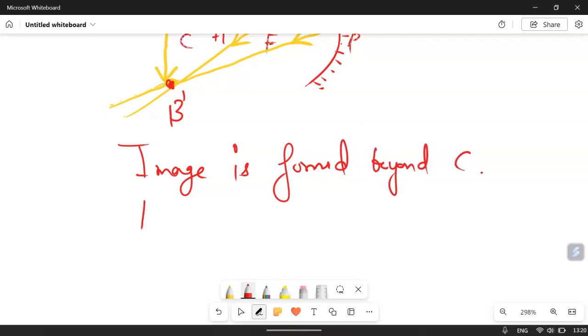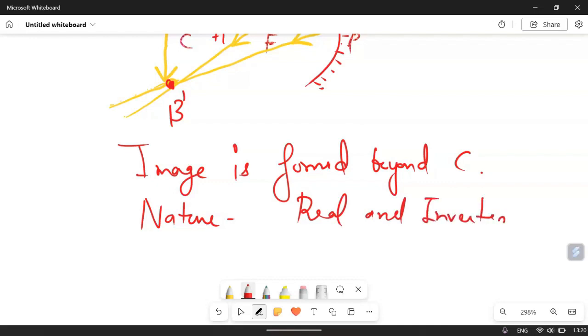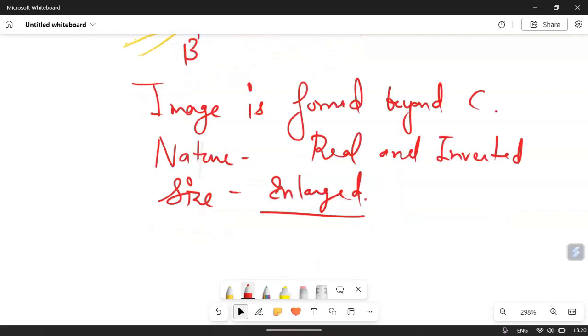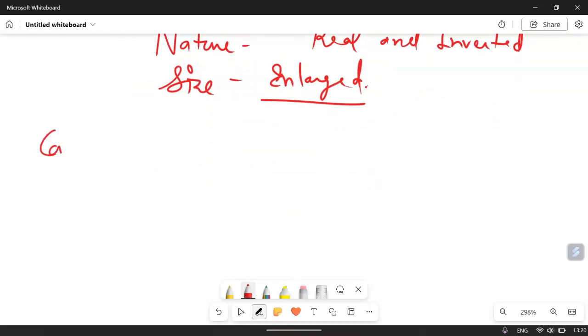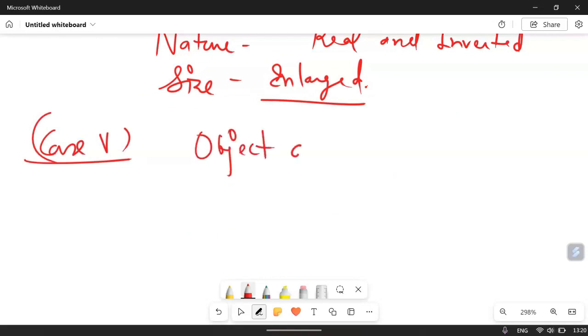Okay, its nature is real and inverted, and its size is enlarged. Enlarged means more than the object, enlarged. Now we will go ahead with the question number 5 or case number 5. Case number 5 is your object at focus.